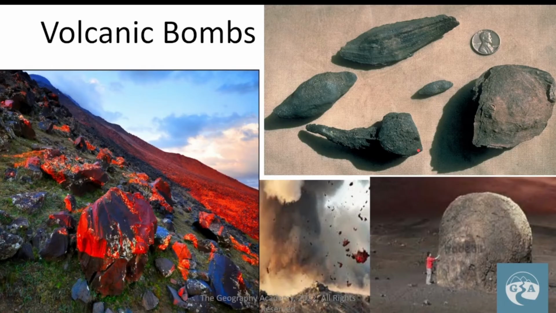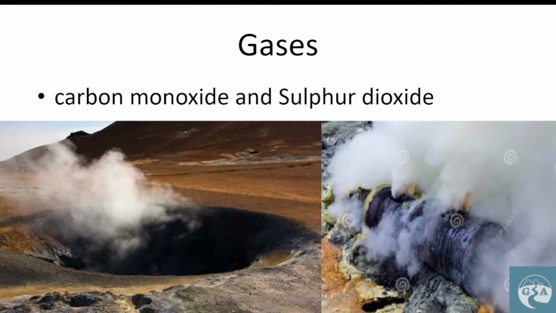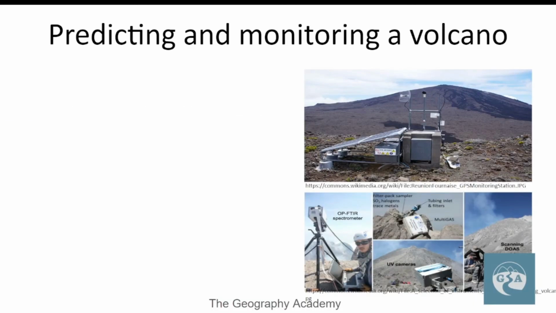Volcanic bombs then are generally low risk unless you're very close to the eruption itself, quite small, and then pillow lava is happening underwater. Another common threat or hazard is carbon monoxide and sulfur dioxide, which is poisonous for a lot of animals. Because we can't see it as much, it's more difficult to keep track of, but it's also a good indicator if we catch it early.